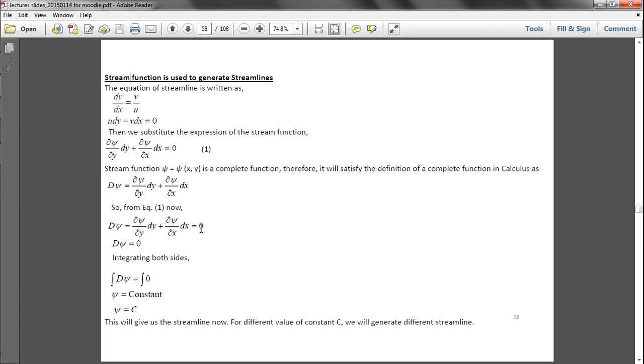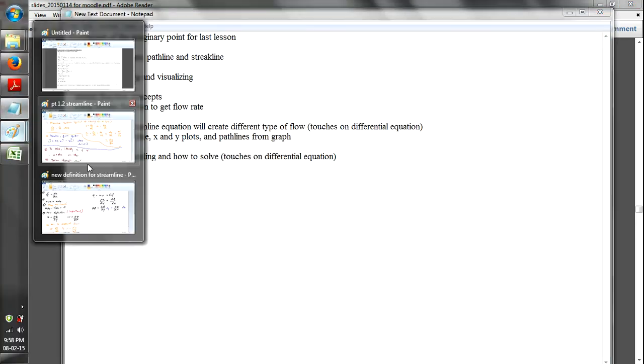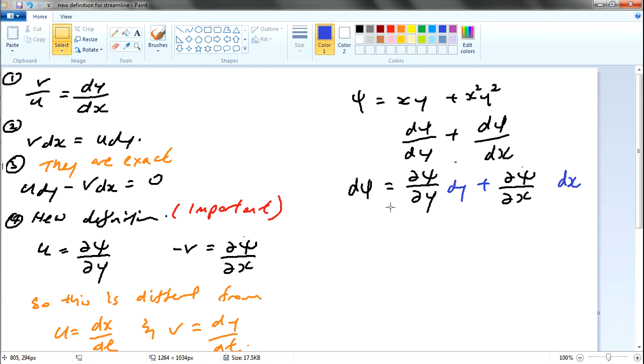So last video we actually stopped here, stating that dΨ is equal to this equation over here. We also stated the new definitions for u and v. So there are two types of definitions for u and v.